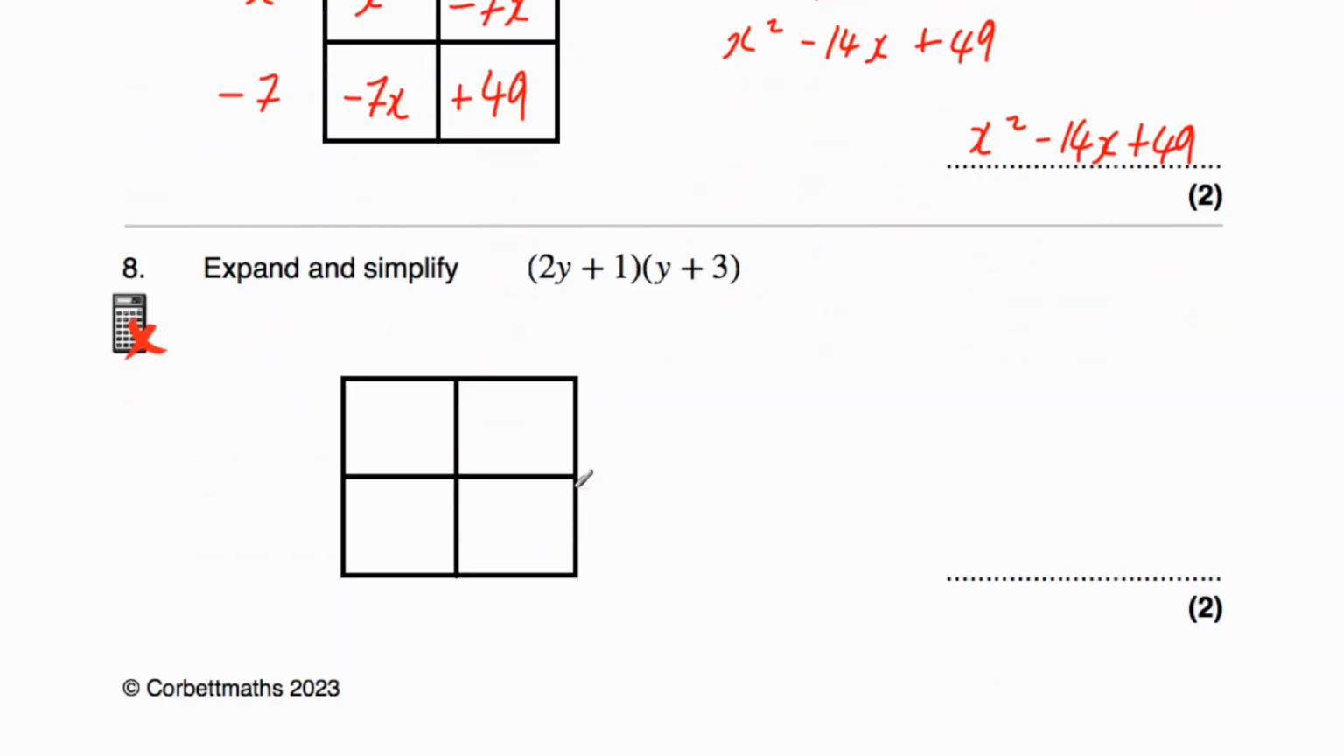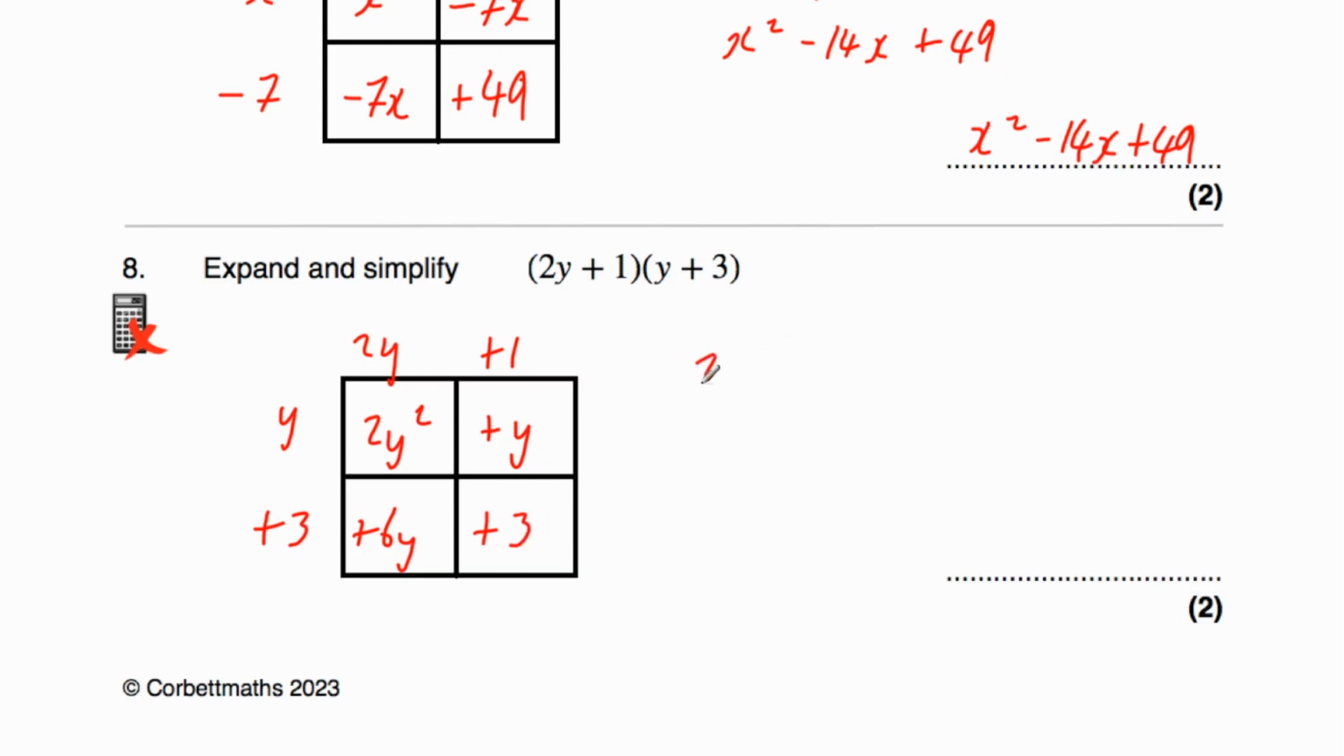Okay, question number 8 says expand and simplify 2y plus 1, y plus 3. So our first bracket, 2y plus 1, and then our second bracket, y plus 3. So 2y times y will be 2y squared. And then we've got y times 1, so that's going to be plus 1y or plus y. Then we've got 2y times 3. 2 times 3 is 6, so that's going to be plus 6y. And then finally, 1 times 3 would be plus 3.